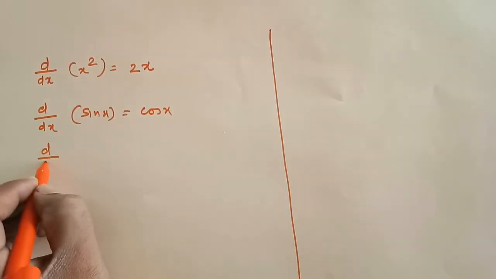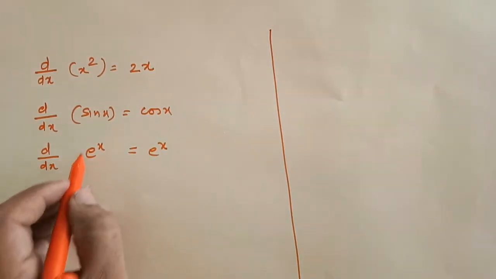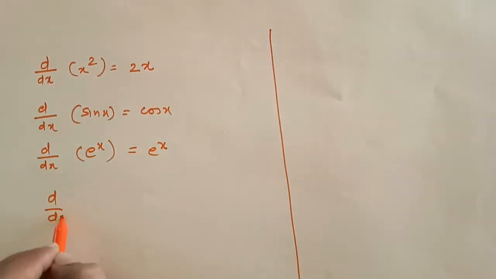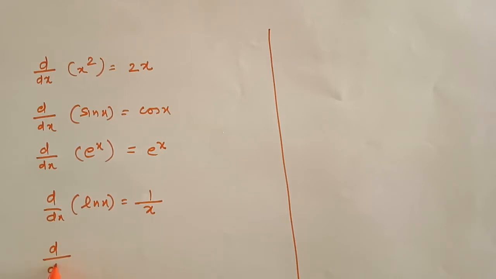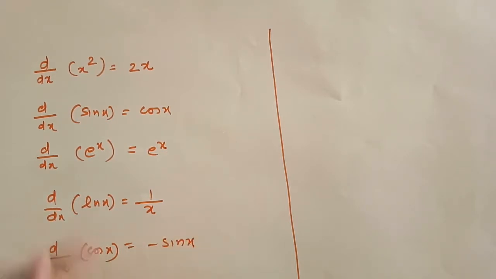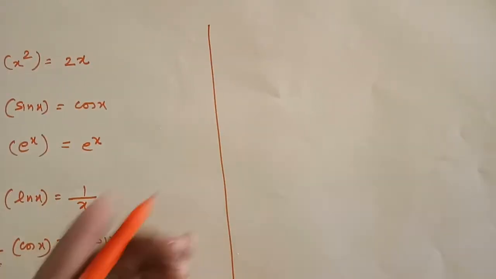Now d by dx of e to the power x is e to the power x. D by dx of ln x is 1 over x. The derivative of, let's say, cos x is negative sine x. It's not clear that every time you're going to get the derivative of only these basic functions. You can get some derivatives like this, so you have to differentiate.